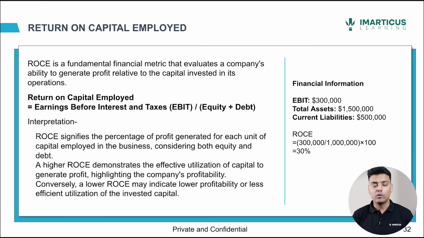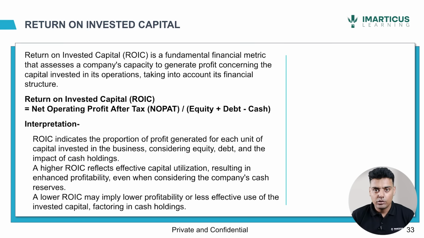ROCE signifies what is the percentage of profit generated for every dollar of total capital employed. A high ROCE, or a high return on capital employed, shows that my capital is being utilized effectively to generate good profits. A lower return on capital employed says that I am not able to utilize my assets effectively to generate profits. The next ratio we have is return on invested capital.